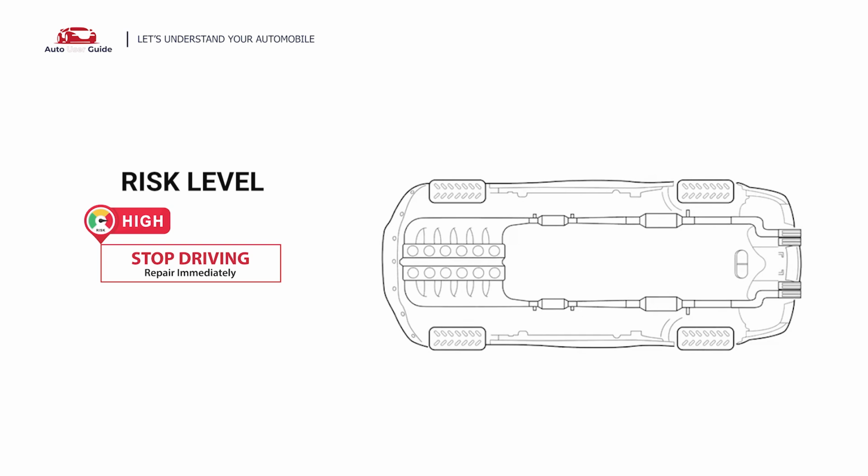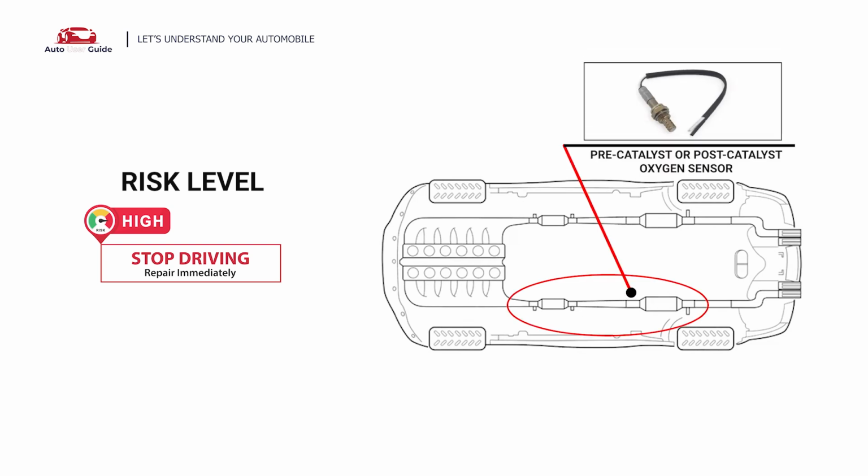This engine code indicates that the PCM has detected a lean air-fuel mixture in the exhaust system after the catalytic converter on the engine's bank 2. Under this circumstance, stop driving and repair your vehicle immediately.